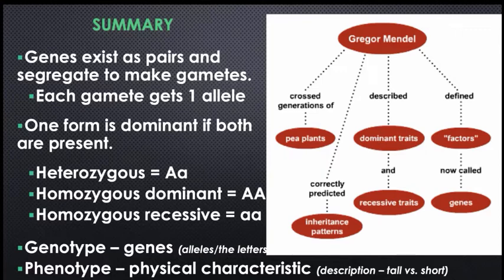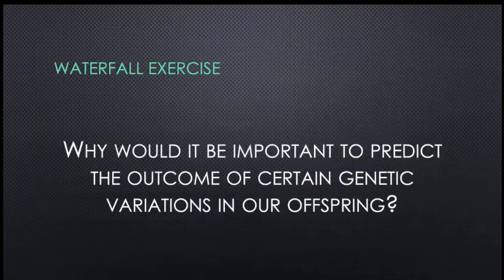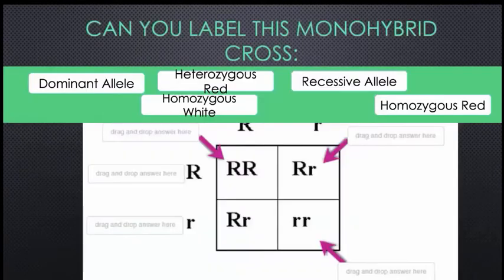The combination of alleles an individual inherits is its genotype, while the physical manifestation of the gene, or what the individual looks like or what that trait presents, is known as the phenotype. To determine all the possible genotypes and phenotypes of an offspring, scientists perform crosses to predict the outcomes. To do this, we use a tool known as a Punnett square.